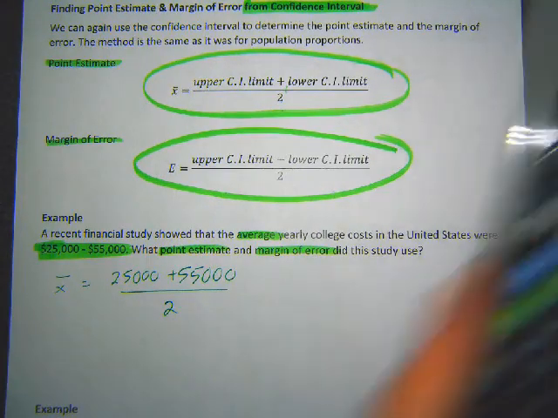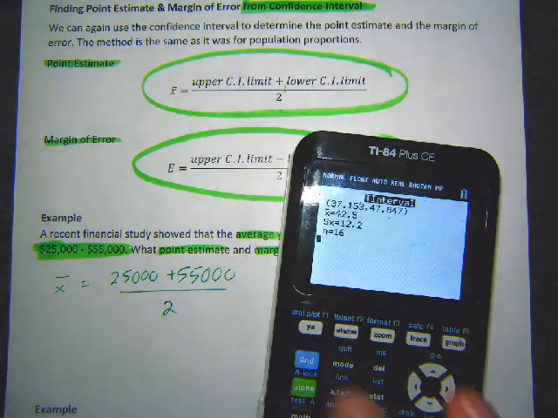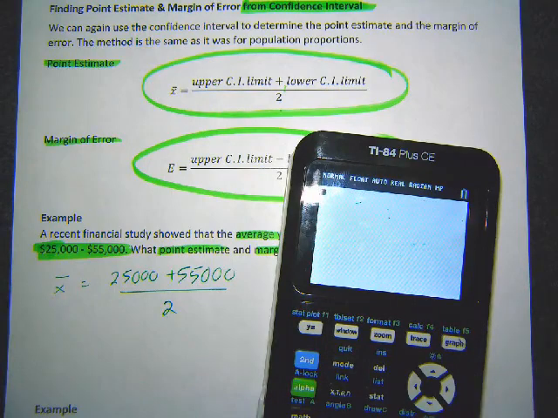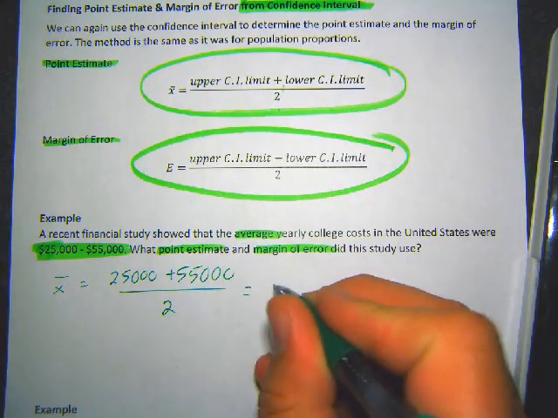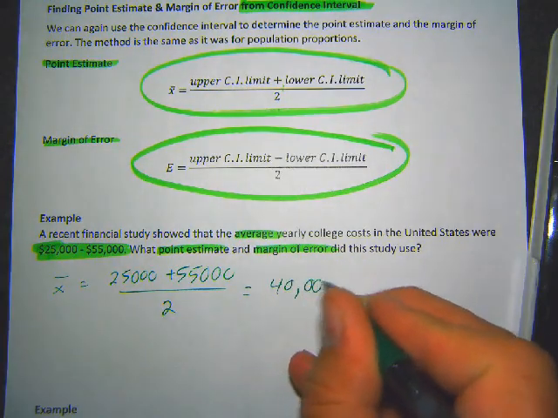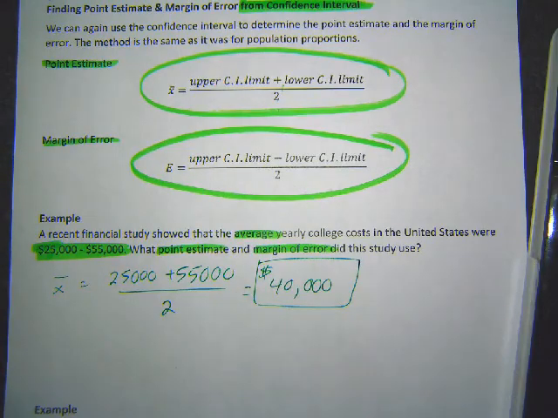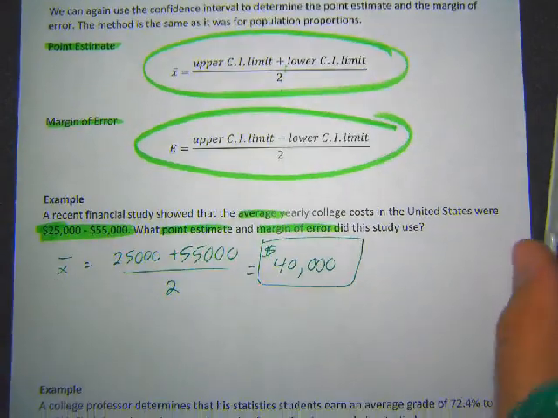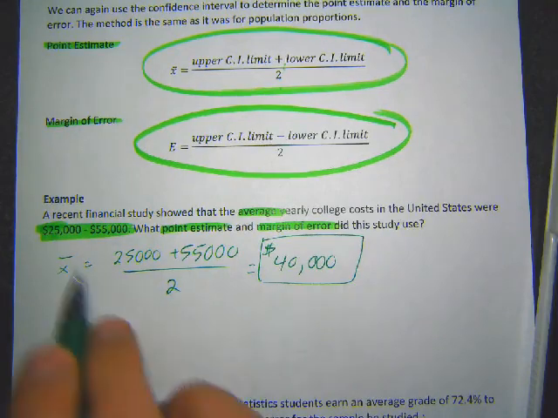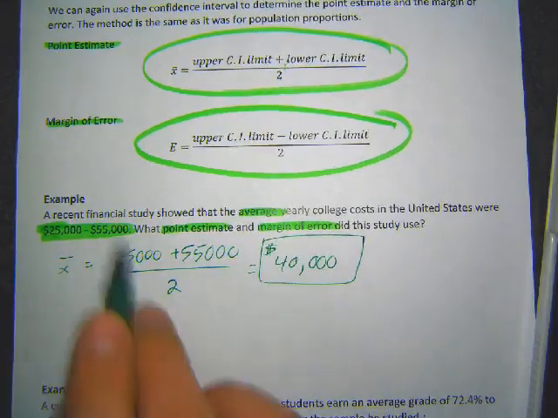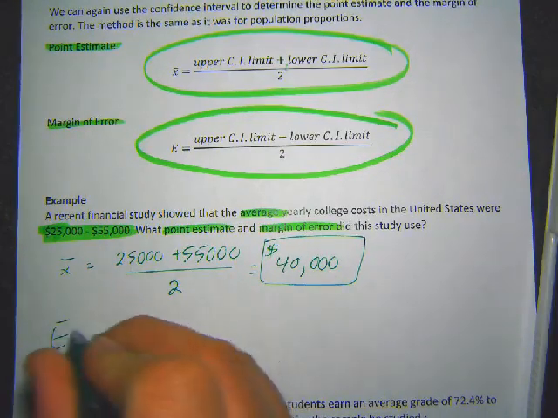And that'll give us the middle, which is the point estimate, which is the average they actually got from their sample. So we're going to take the 25,000 plus the 55,000, divide it by 2. And we see that what they got from the sample is 40,000. So they did this survey, did a study, and they got 40,000 for their average from their sample. And then they built the confidence interval and said, okay, if you expand it out, you end up with this whole range. So they had to find the margin of error to do that.